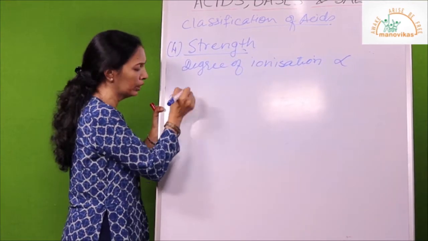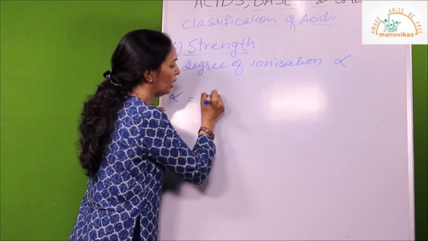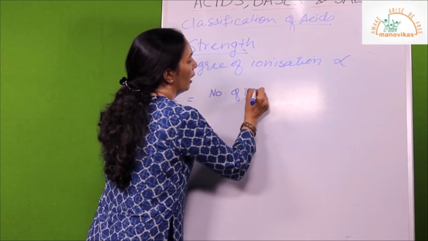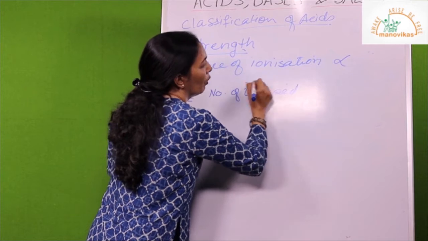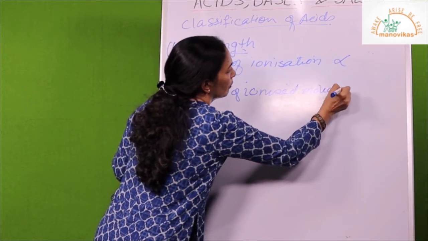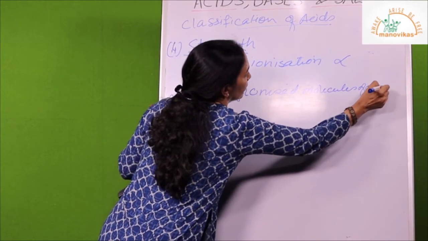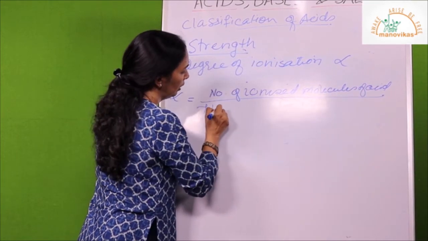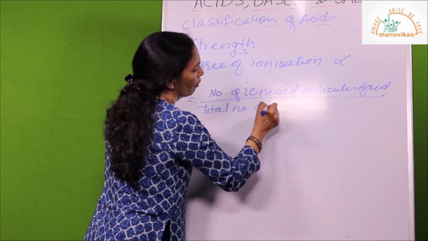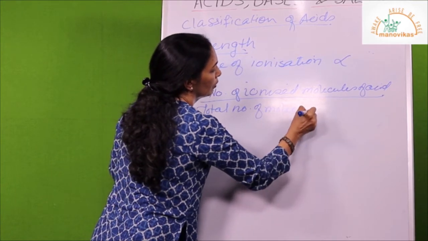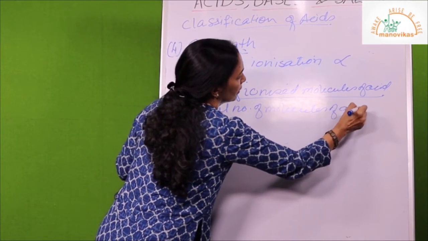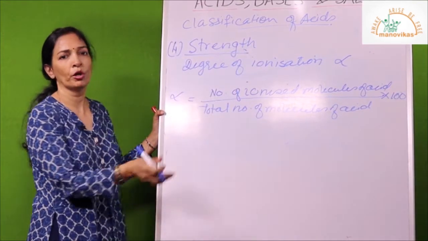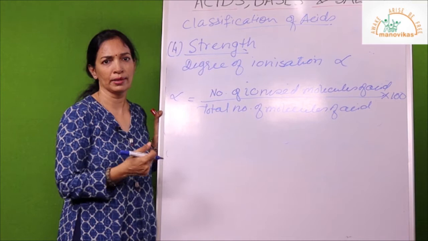So alpha, or degree of ionization, how to calculate? Number of ionized molecules of acid upon total number of molecules of acid multiplied by 100. This is the formula to calculate degree of ionization.